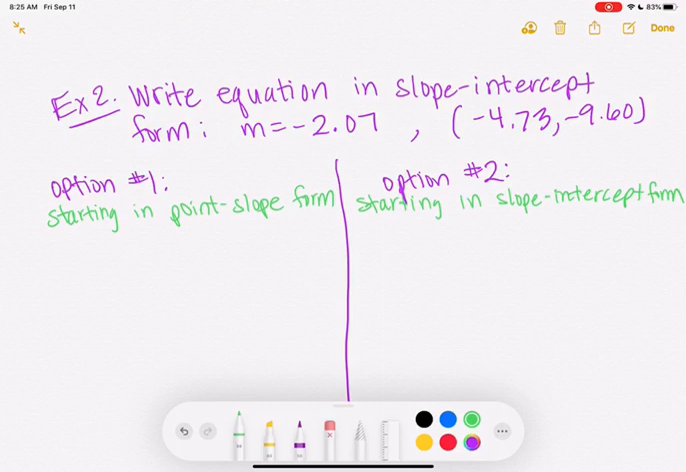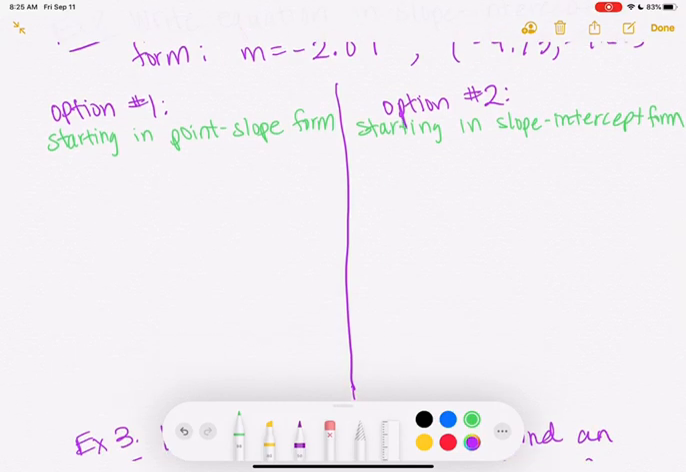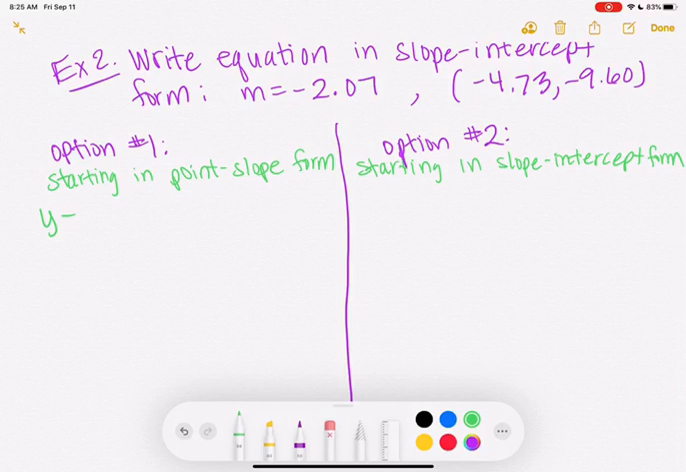Okay, so if you chose option one, starting in point-slope form, you should have for your first step: y minus y1 is negative 9.60 equals m, which is negative 2.07, times the quantity x minus x1, which is negative 4.73.